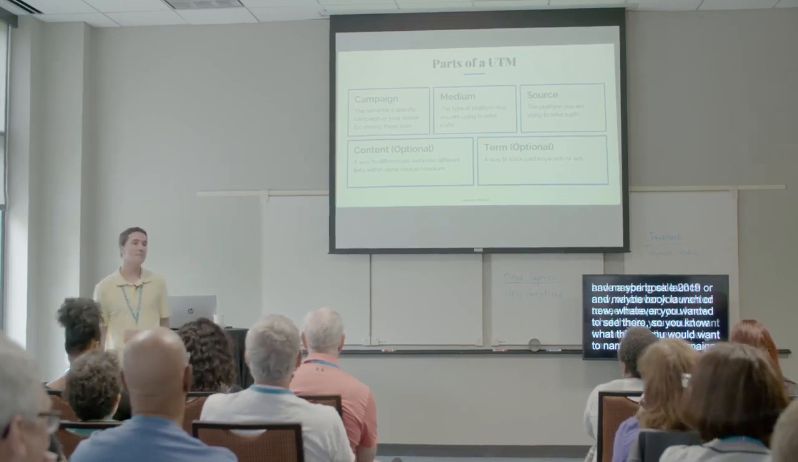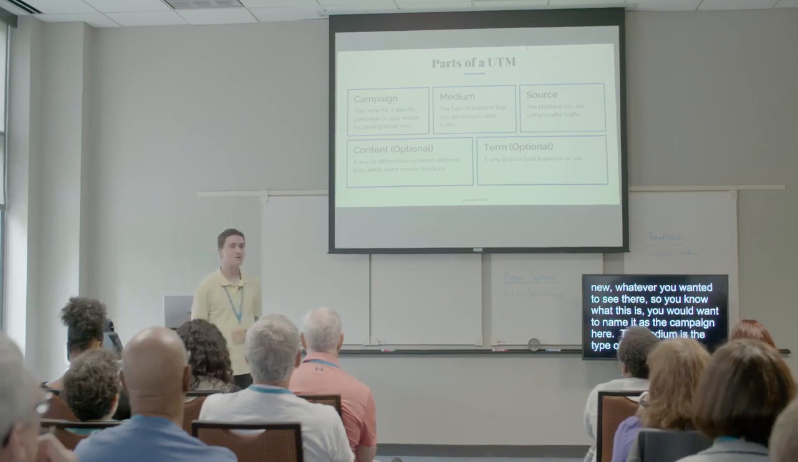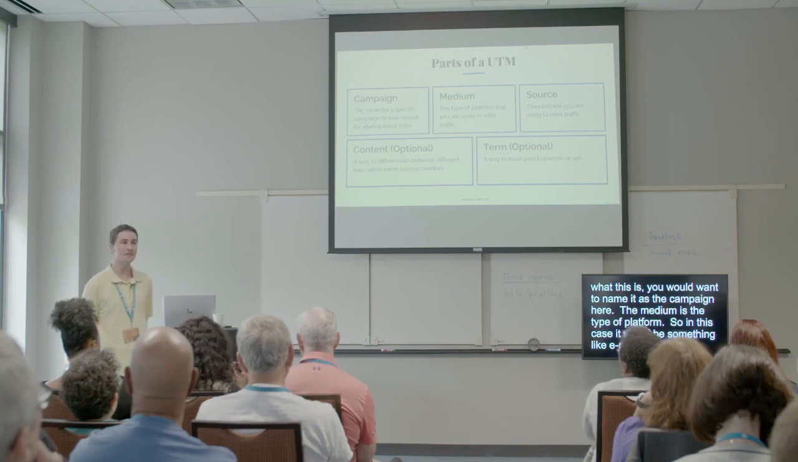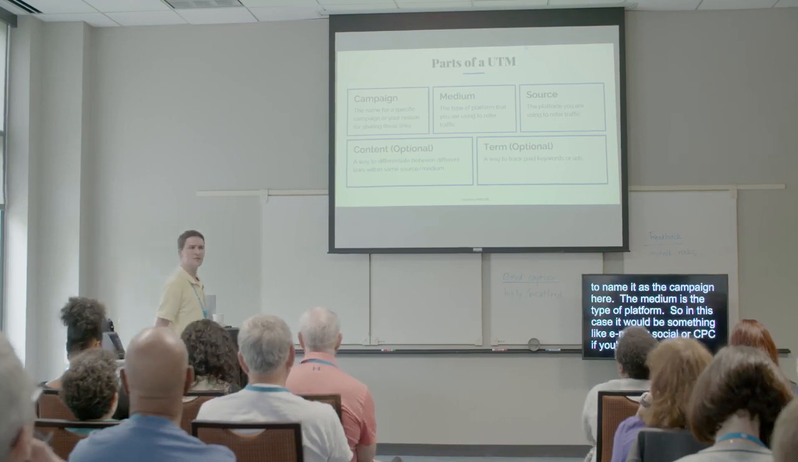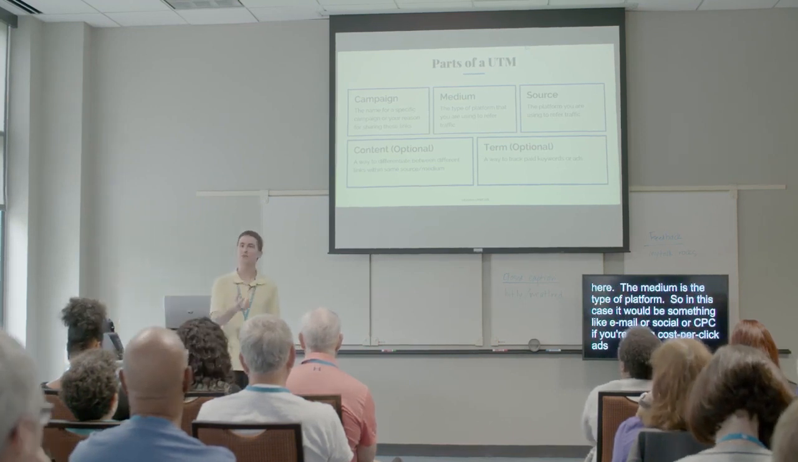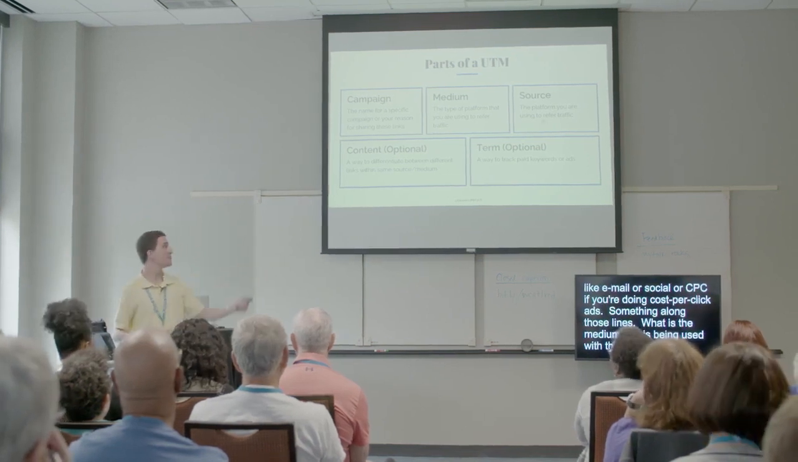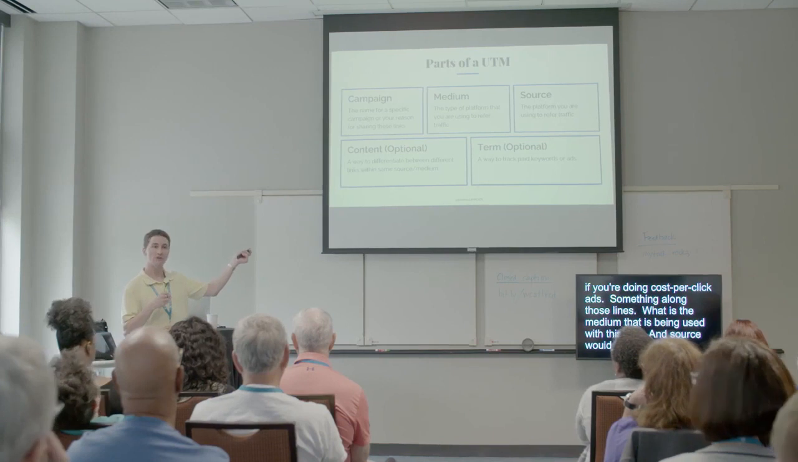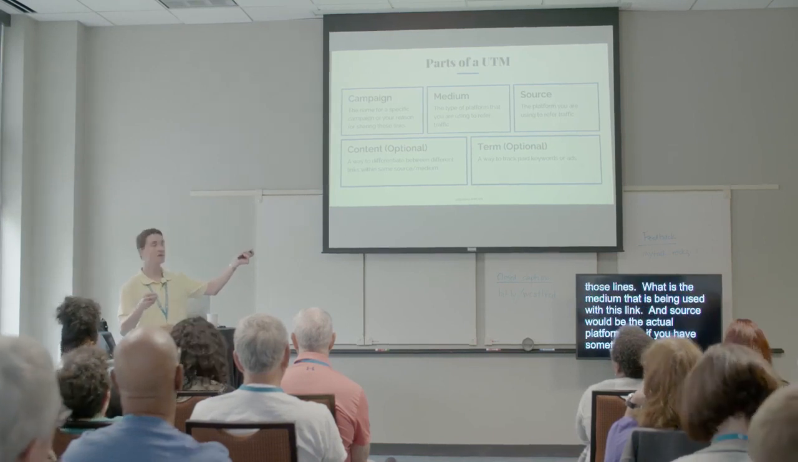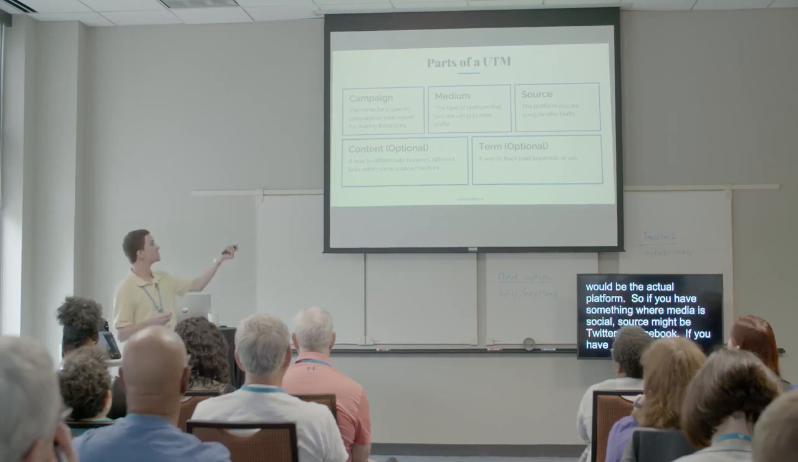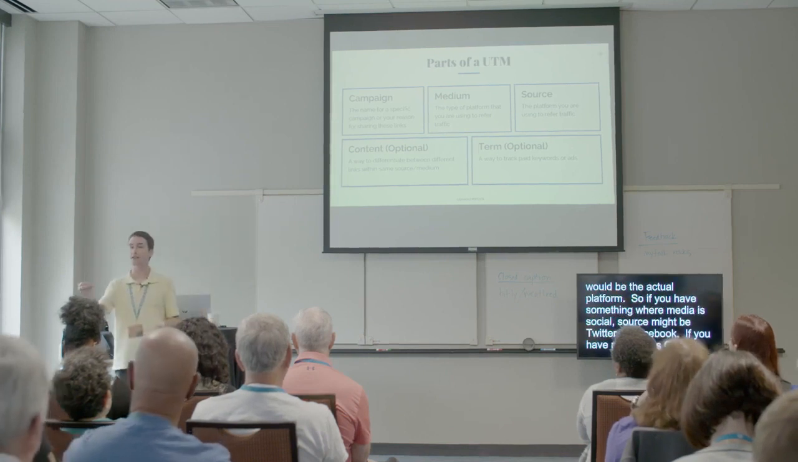The medium is the type of platform. So in this case, it would be something like email or social or CPC if you're doing cost per click ads, something along those lines. What is the medium that is being used with this link? And then source would be the actual platform. So if you have a medium of social, then source might be Twitter or Facebook. If you have a medium of CPC, cost per click ad, then the source might be Google Ads or Bing Ads.